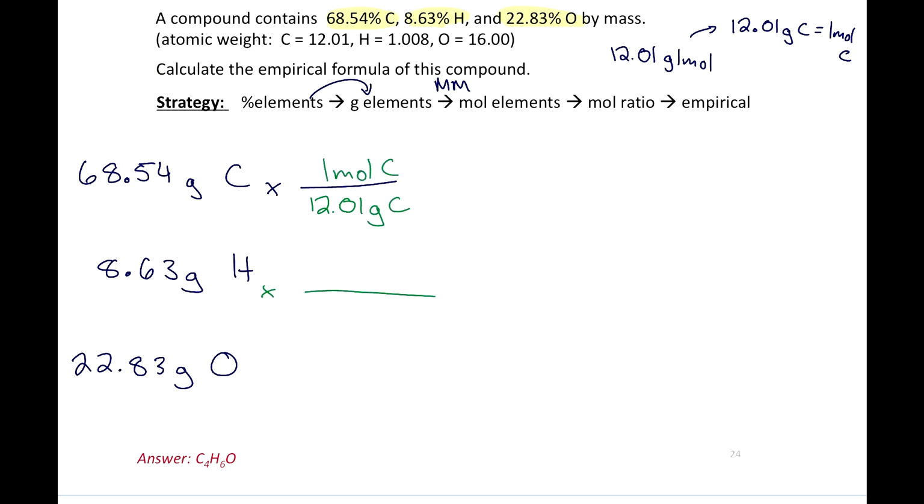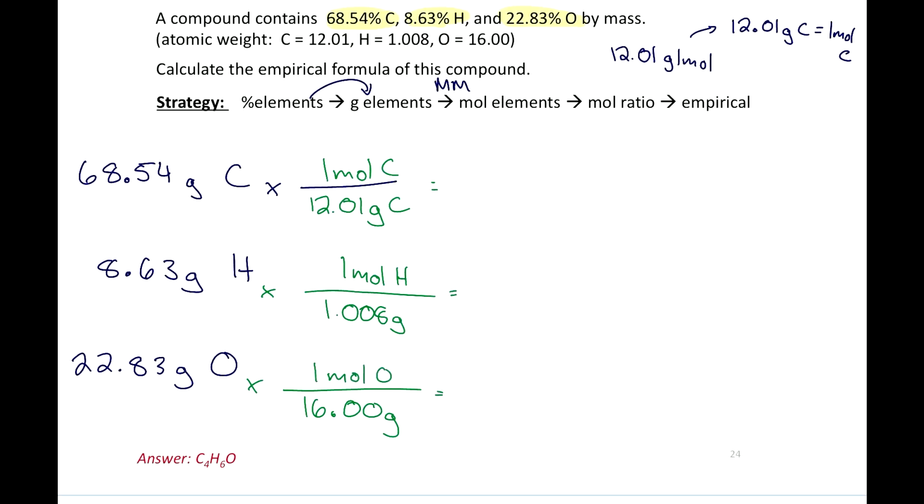For hydrogen, we're not going to use 12. We'll use the molar mass for hydrogen, which is 1.008. Again, grams is going to go on the bottom, 1 mole is going to go up top. And then oxygen is last. If you look at the periodic table, it is 16 grams per mole. So 16.00 grams of oxygen is in 1 mole of oxygen.